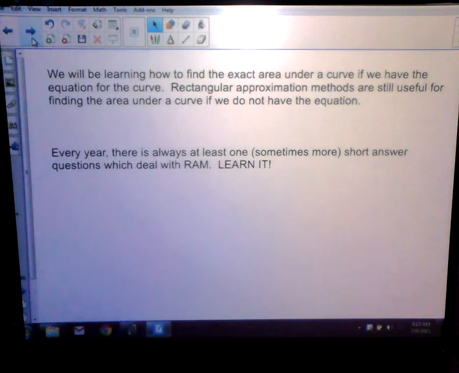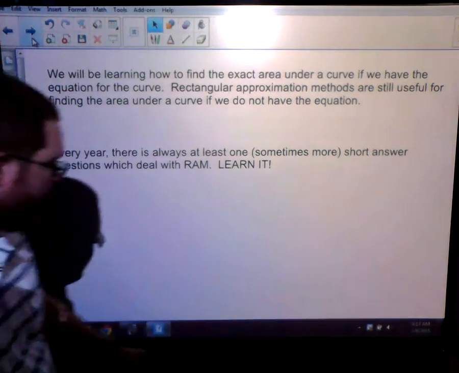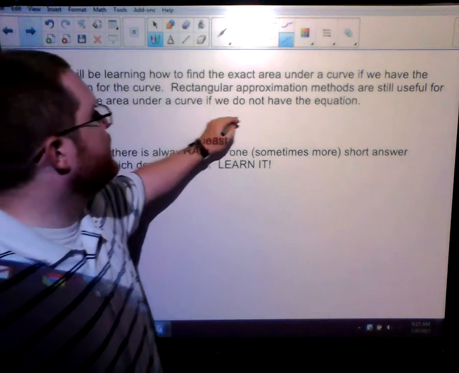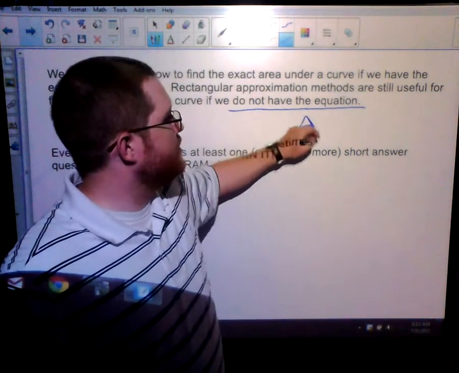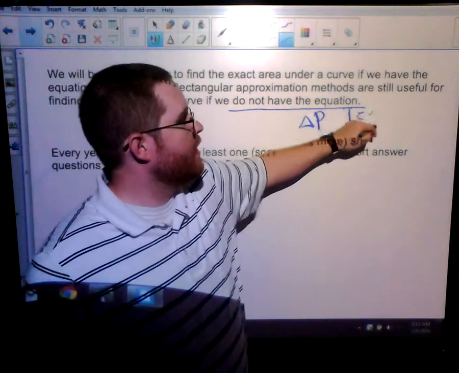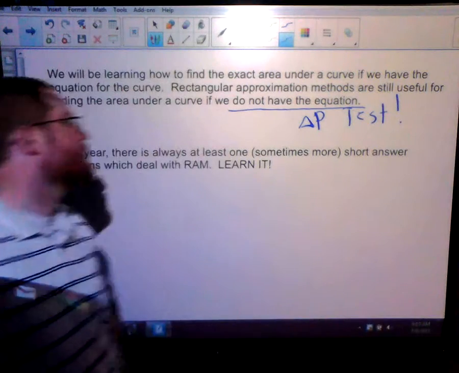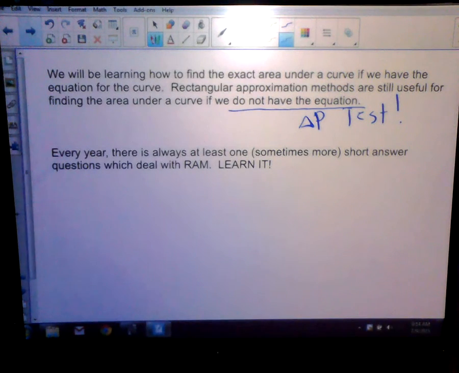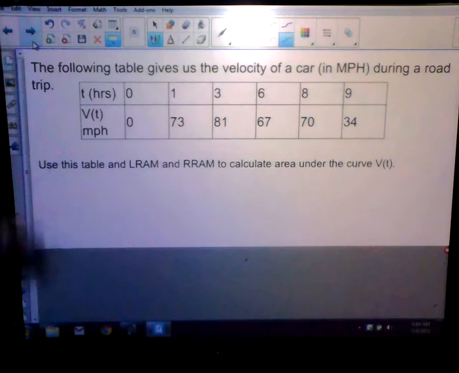We'll be learning how to find the exact area if we have an equation. RAM is still useful for finding the area under the curve if we do not have the equation. This is big on the AP test, and I'll show you an example of one next. Every year there's always at least one and sometimes more short answer questions that deal with RAM. You have to know RAM. Have to. It's a simple concept, but you got to know what it means.